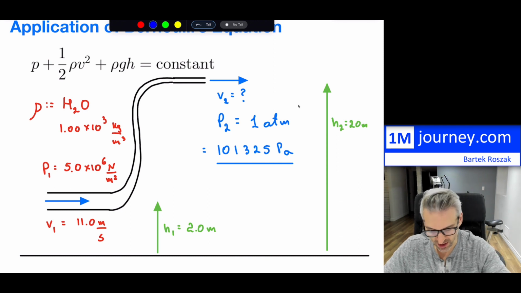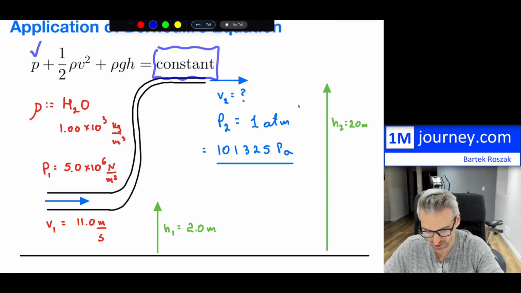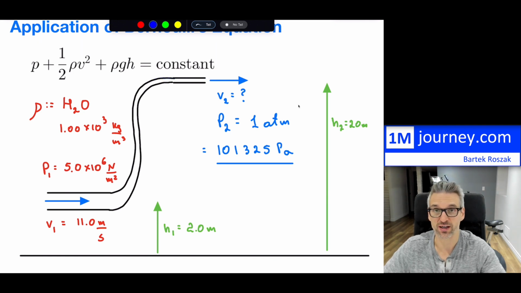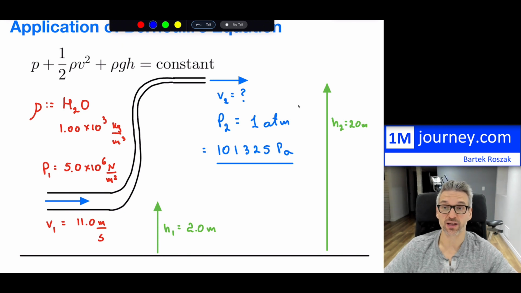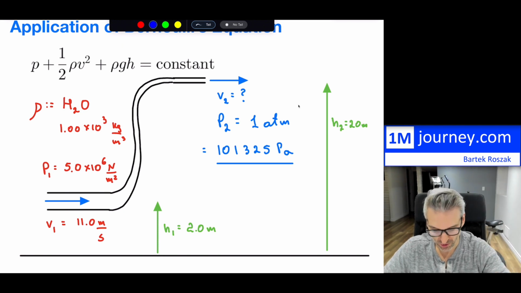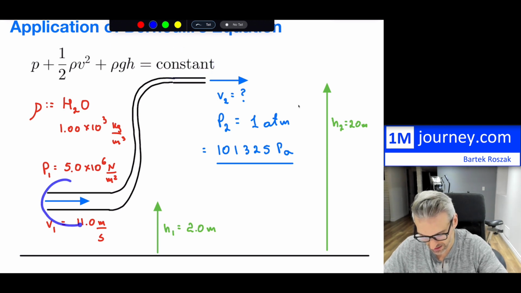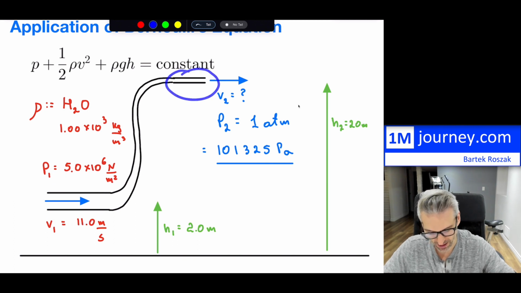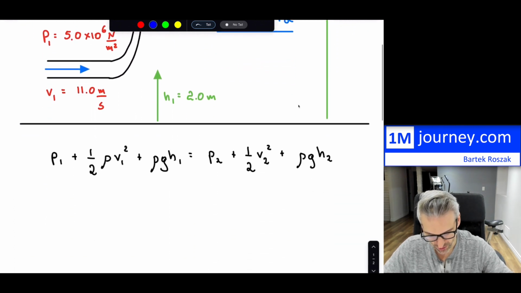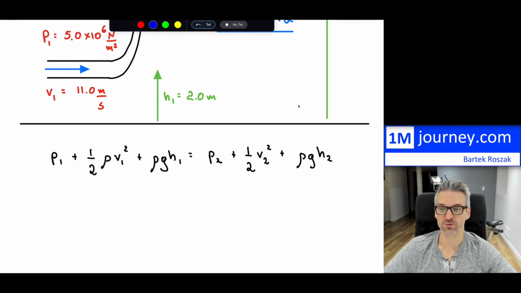So in Bernoulli's equation, we always know that the three terms between the pressure, the actual speed, which is the kinetic energy component, and then the potential energy component related to the height of the fluid, those three terms are always equal to a constant. Which means that those three terms at the bottom here are going to be equal to the same three terms up above. So if you would write it out, this is exactly what you would have.